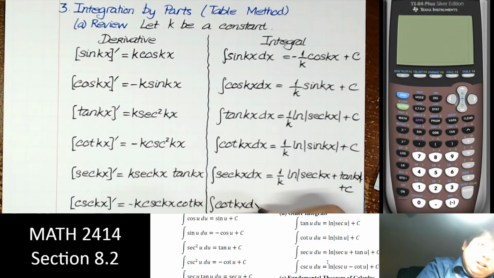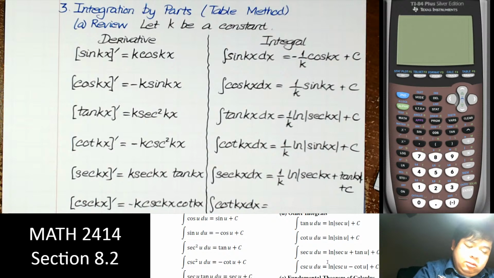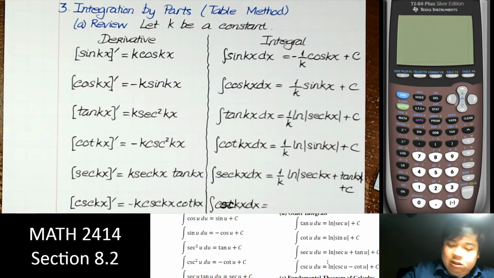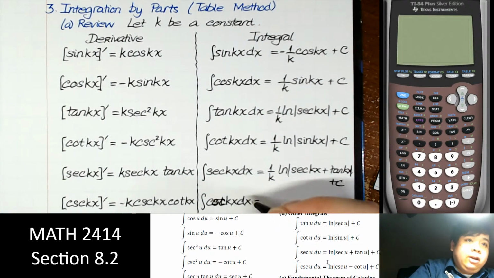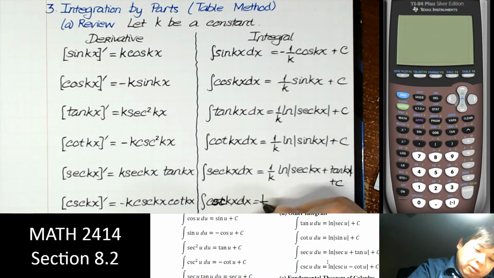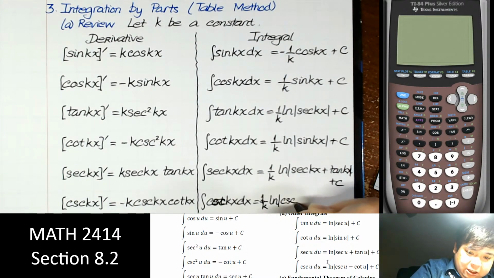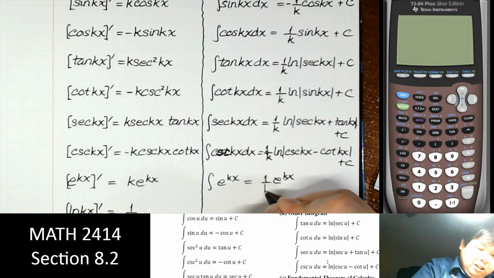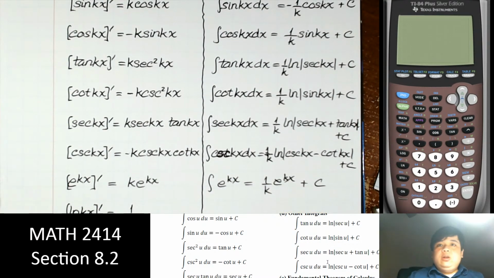Cotangent kx, sorry, secant, this is cosecant, is 1 over k ln of cosecant kx minus cotangent kx plus c, and finally e to the kx is e to the kx divided by k. Right, so that's all we have.